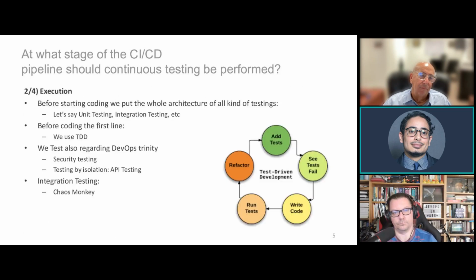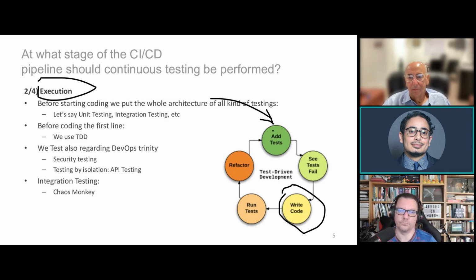Then we go to the execution. For the execution, before starting code, we put the architecture of all kinds of testing. Let's say, for example, unit testing, integration testing. So before coding, we code the test before the first line of code. This is during execution. We don't code, we code the test. Then we see the test fail, and then we write code. Then we run it, then we refactor. So if we look from the beginning, the test is always shifted left. And then we test also regarding the DevOps trinity, for example, testing by isolation, API testing, integration testing, we add chaos monkey, etc.